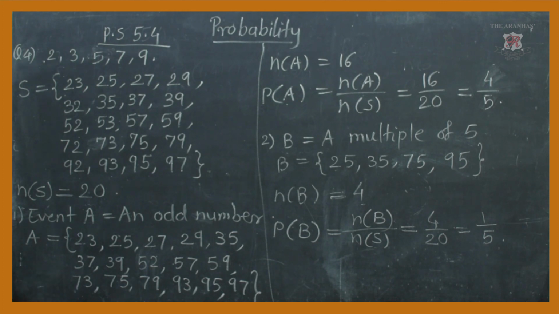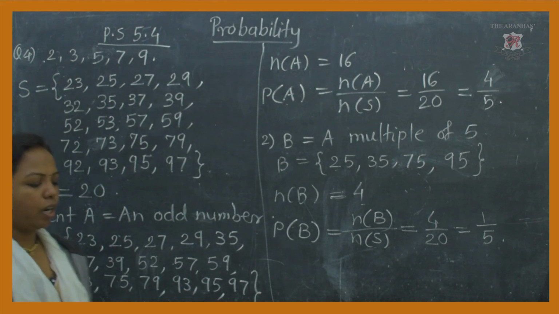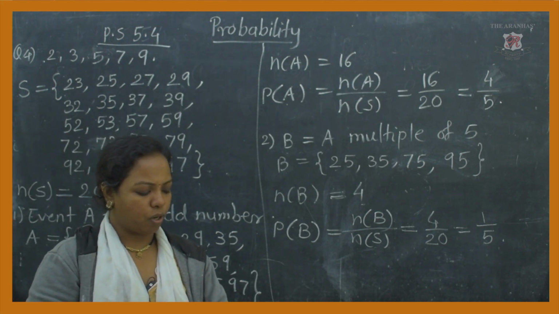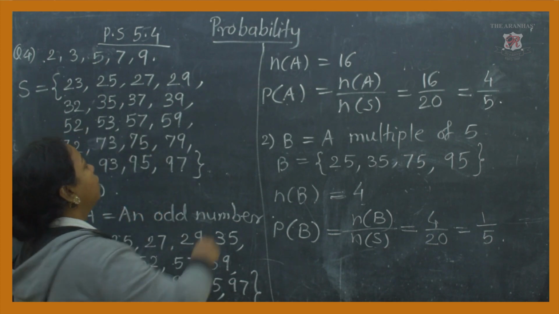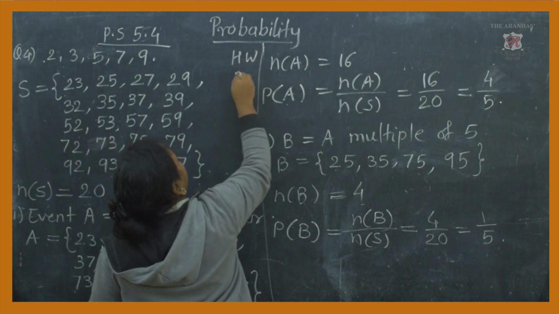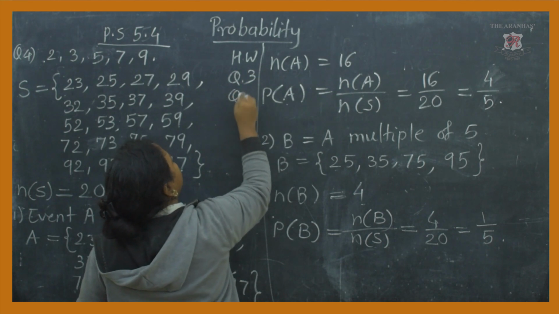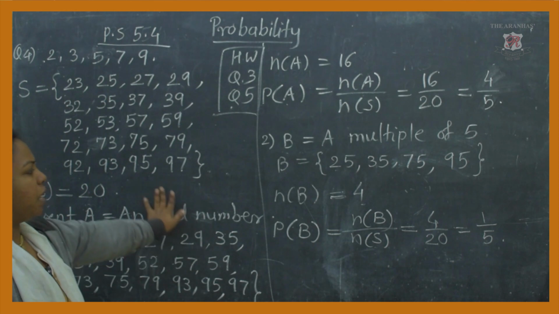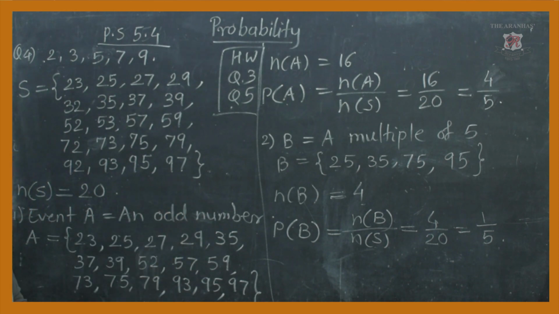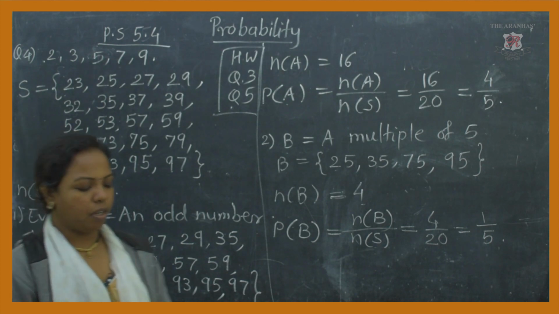So, here ends practice set 5.4. You can do question number 3 and question number 5 for homework, which are very easy. Similar to this, find the sample space, the number of events, and use the probability formula, and you will get the answer. So, this ends the chapter here.